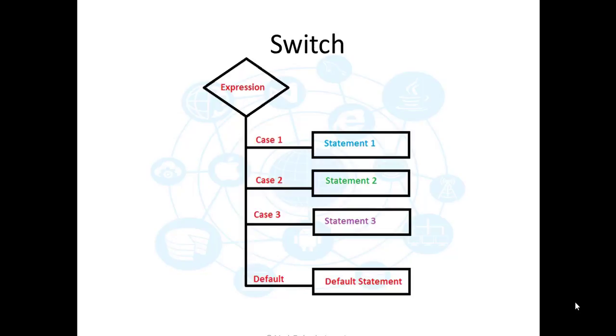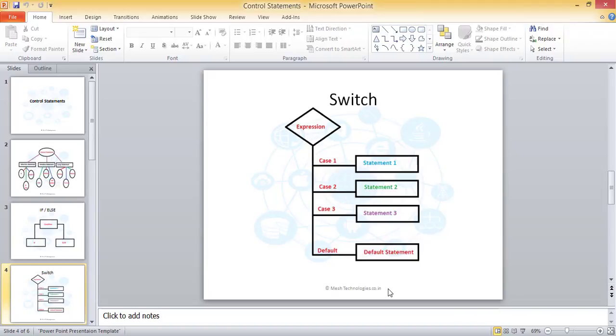Similarly, in switch case, there is an expression. The expression determines which particular case, or which part of a program, the computer needs to execute. If the expression does not match any case, then it will pick the default part of the program, that is the default statement, and execute it. So this is about switch case. Now let's check how we can work with if else and switch case.